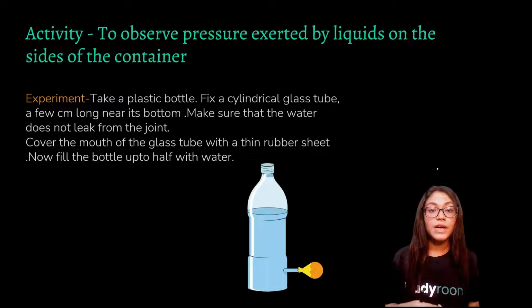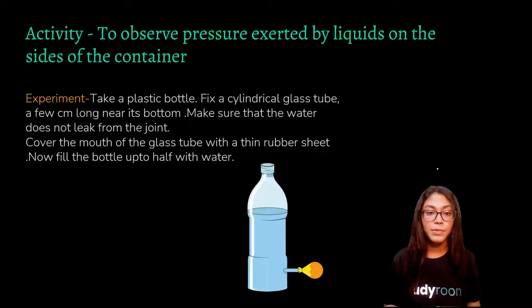Now, we observe the pressure exerted by liquid on the sides of the container. Is any pressure exerted on the side? Let's see. We perform this experiment. We take a plastic bottle. Now we fix a cylindrical glass tube near its bottom on the side. Now we make sure that water does not leak from any joint. We take this precaution. Now cover the mouth of the glass tube with a thin rubber sheet, that is we can take a balloon. Now fill the bottle up to half with water.